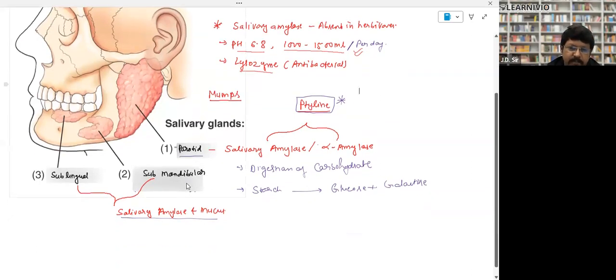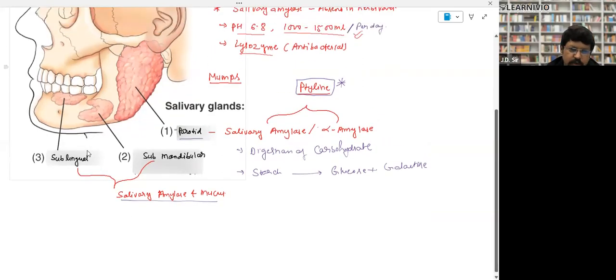So here you can see that this parotid gland, it secretes salivary amylase or alpha amylase. Salivary amylase or alpha amylase, they are called ptyalin. So remember, either it is written that parotid gland secretes ptyalin, or it is written they release amylase or alpha amylase. They all are the same thing, right? Parotid gland is the large gland and they secrete the salivary amylase, alpha amylase or the ptyalin. Their function is to digest the carbohydrate. They convert starch into glucose and galactose.